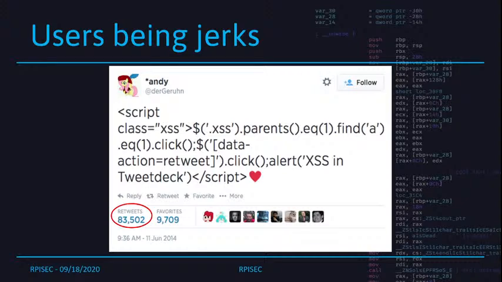So it's using JavaScript to find that retweet button and then automatically click it through code. And then it also has a little pop-up on your screen so that you realize exactly what happened. And as you can see, this ended up getting 83,502 people just because at the time there was nothing you could do to stop it. If you looked at the tweet with JavaScript enabled, which almost everyone has, it would just happen.